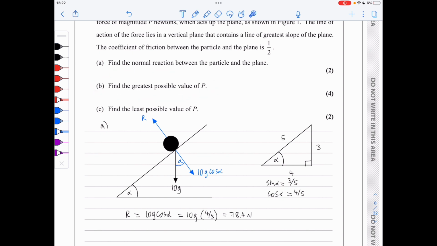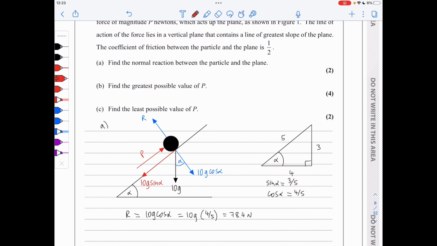In B, we need to find the greatest possible value of P, and to do that, I need to consider the forces acting along the plane. So we certainly have the force P here, and we have also the component of the weight acting down the plane. So this is gonna be acting down the plane. It's gonna be 10g sine alpha.